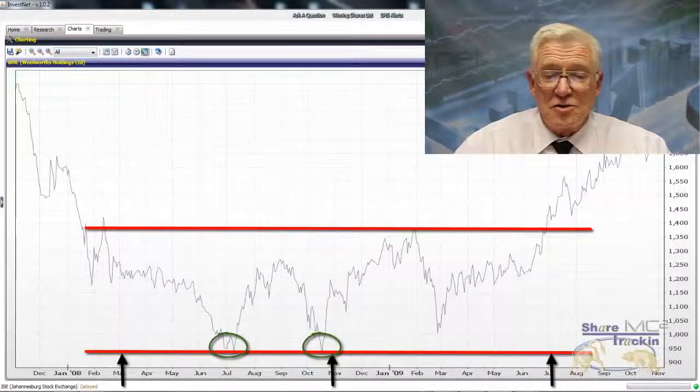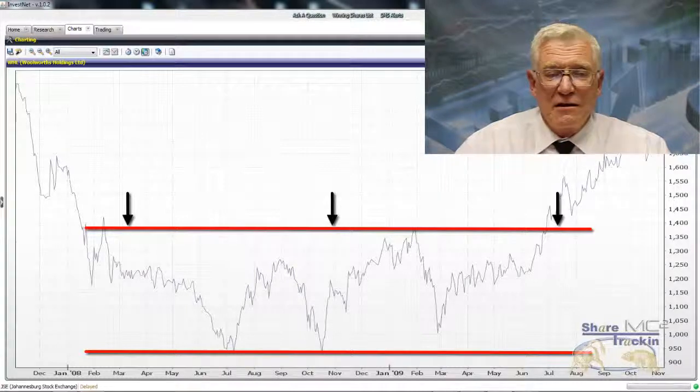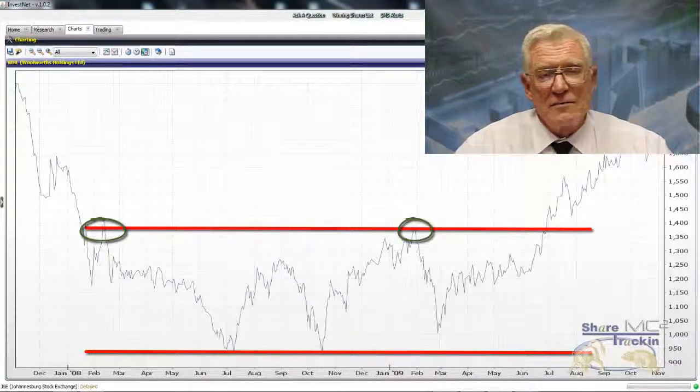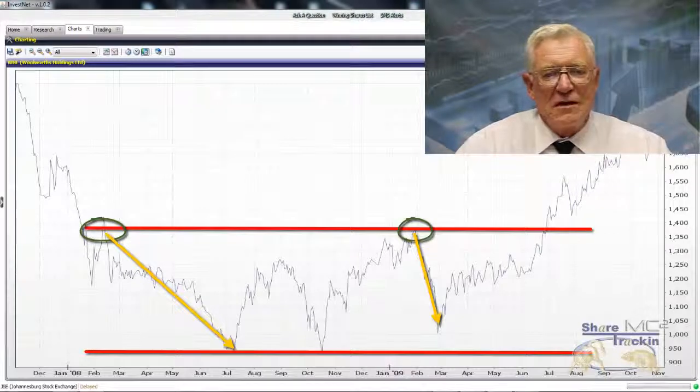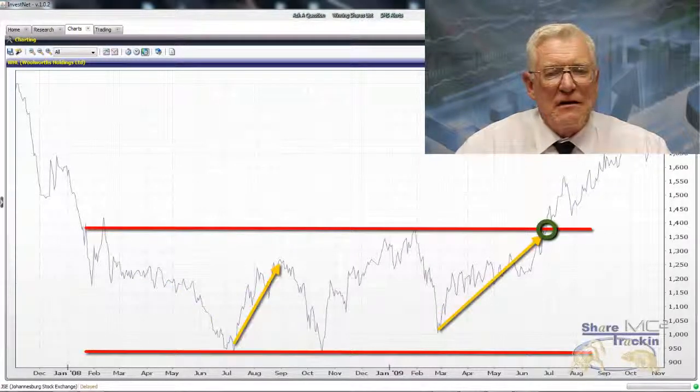The opposite is true of a resistance line. This occurs where large sell orders are in the market at a certain price. And of course those sell orders kick in as soon as that price is reached, and they cause the share to move back again each time it reaches that level. Once all the sell orders have been filled, the share is free to move up again and a breakout occurs.